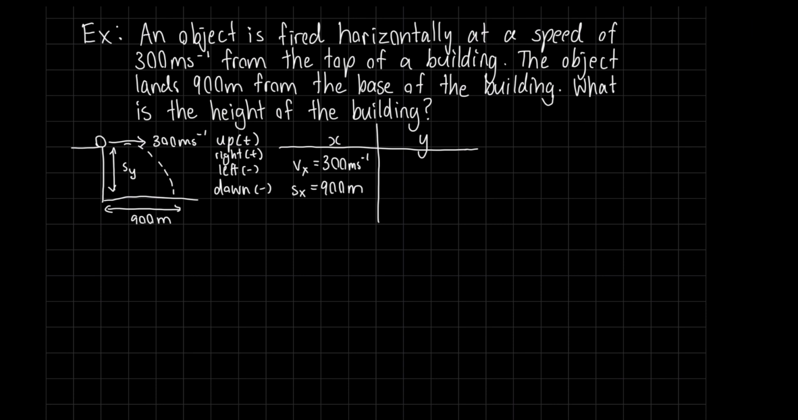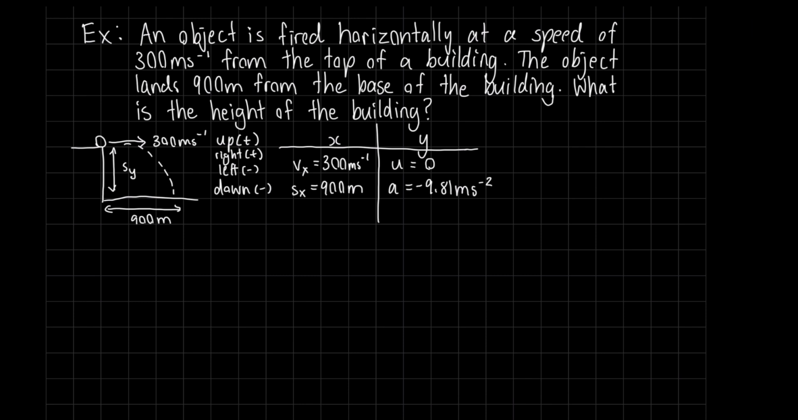Now for the vertical component, what would be its initial vertical velocity? Well, because the object was fired horizontally, its initial vertical velocity would be 0 because it had no vertical velocity to begin with, it only had horizontal velocity. As for acceleration, we know that its acceleration would be the acceleration of the planet it is on, and we're going to assume this is Earth, so this would be 9.81 meters per second squared. Note that I put a negative here because acceleration is moving downwards.